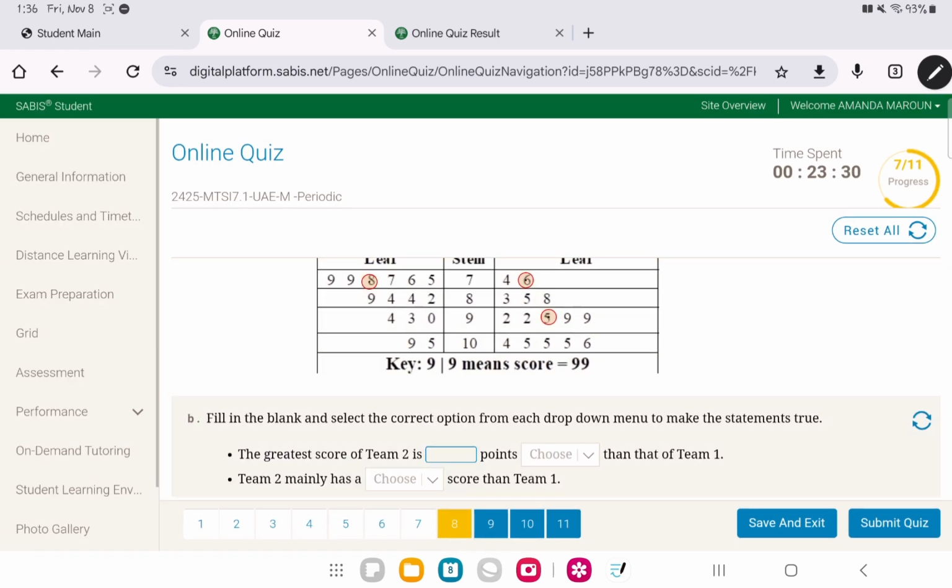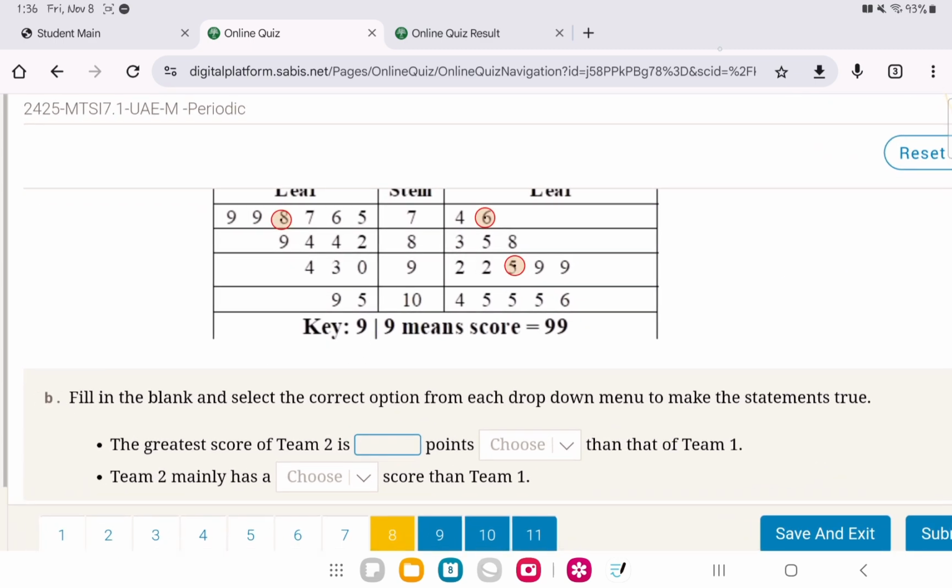Fill in the blanks and select the correct options from the drop-down menu to make these statements true. The greatest score of team 2. What's the greatest score of team 2? It's 106. Okay? But then they also mentioned team 1. So what's the highest score of team 1? It is 109. What's the difference? The difference is that it is 3 points less. So the greatest score of team 2 is 3 points less than that of team 1.